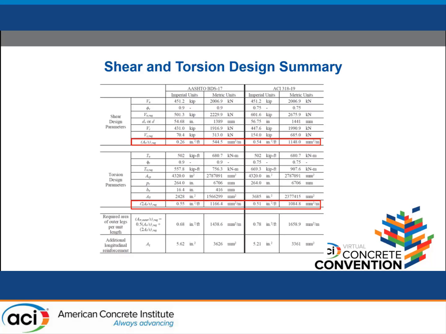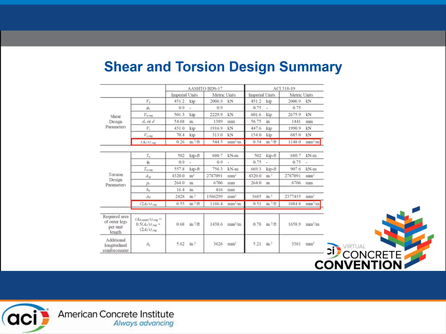But for torsion reinforcement, the quantities per these two different methods are pretty close to each other. Even though AASHTO uses 0.9 for the strength reduction factor and ACI uses 0.75, the resulting quantity for the torsional reinforcement is very close.